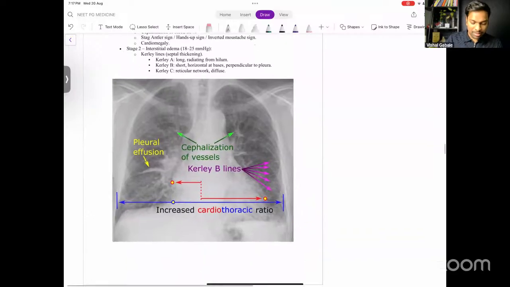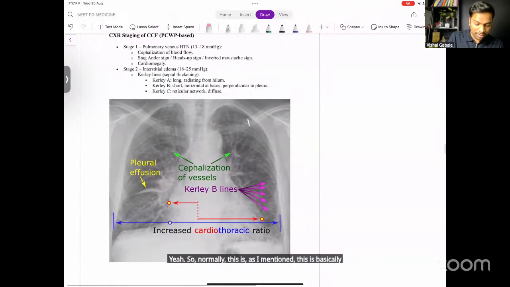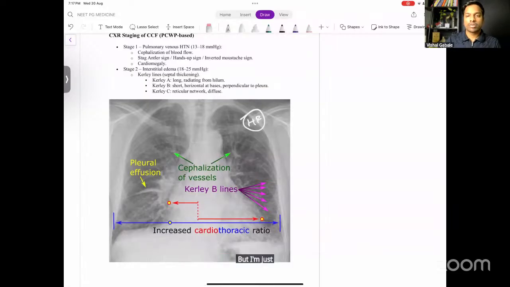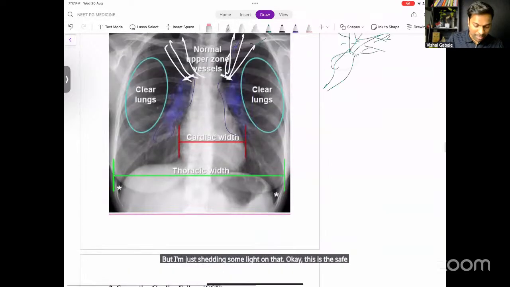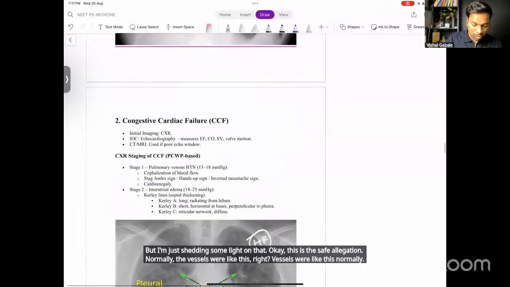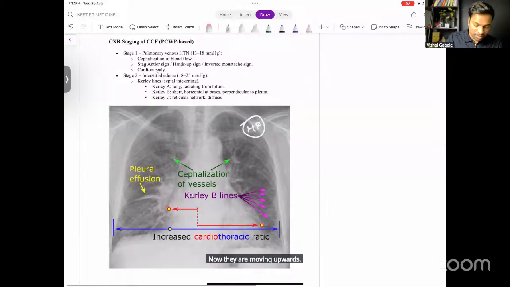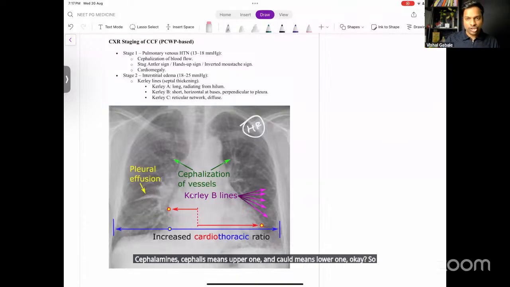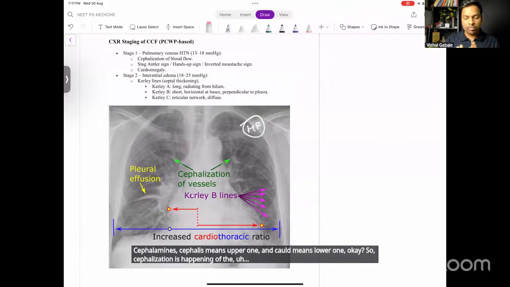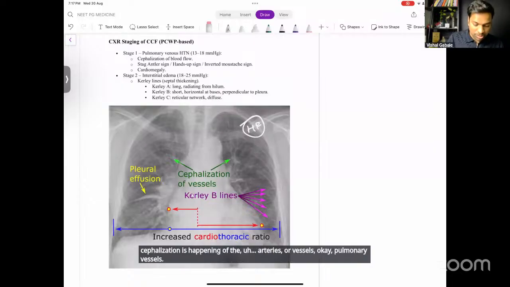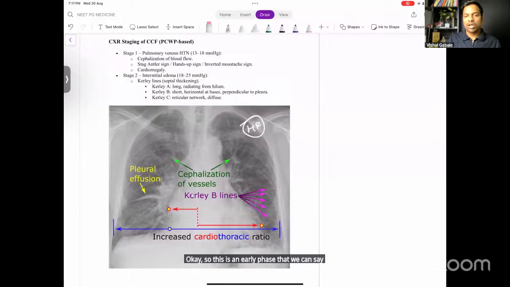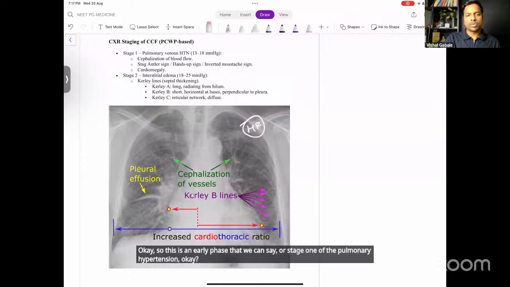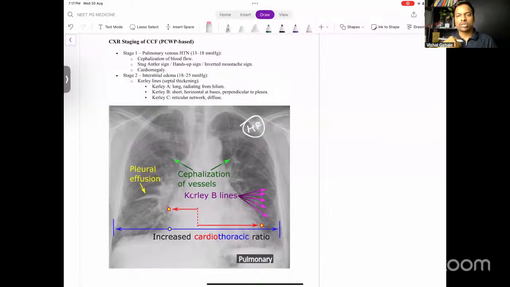So this is basically your heart failure X-ray, which we already discussed, but I'm just shedding some light on that. This is the cephalization. Normally the vessels were like this, and now they are moving upwards. So this is called cephalization. Cephalus means upper one, and caudal means lower one. So cephalization is happening of the arteries or vessels, the pulmonary vessels. This is an early phase, stage one of pulmonary venous hypertension causing redistribution.